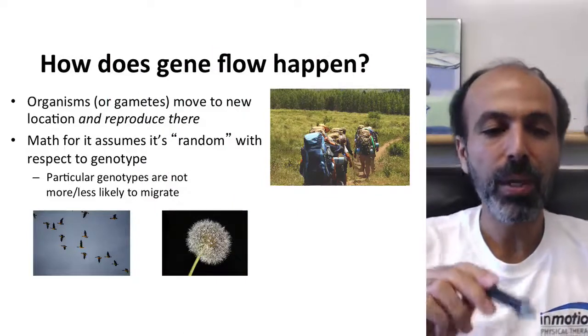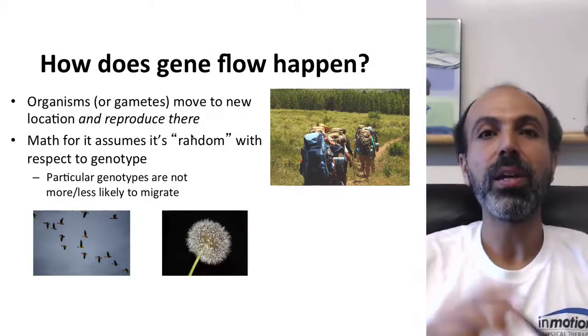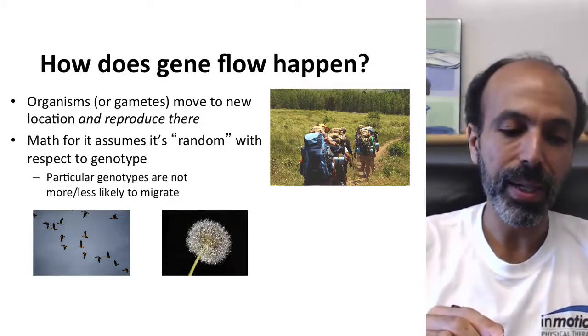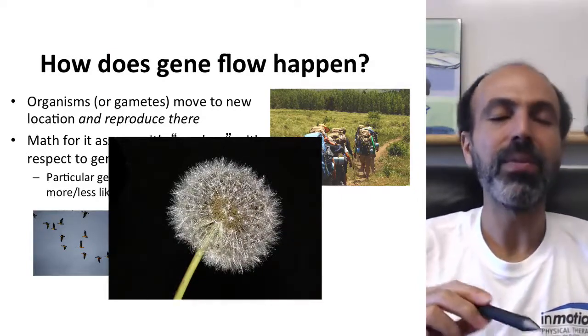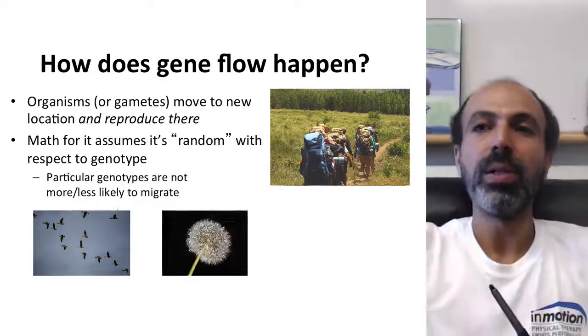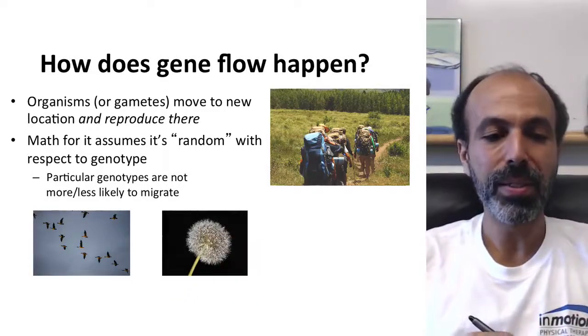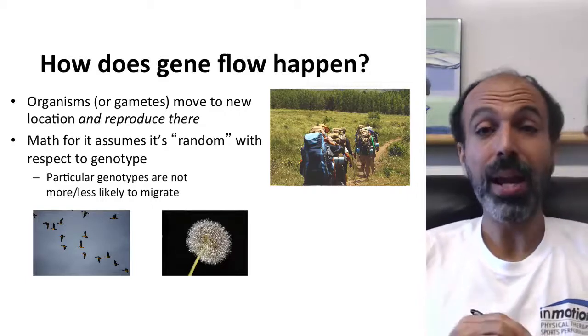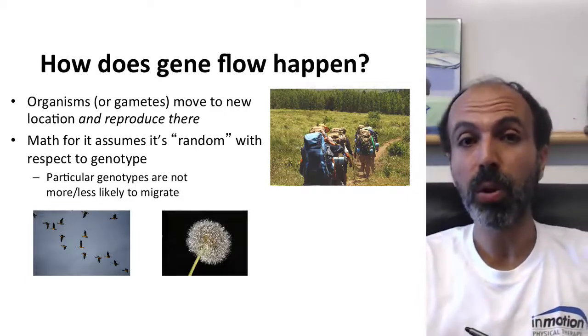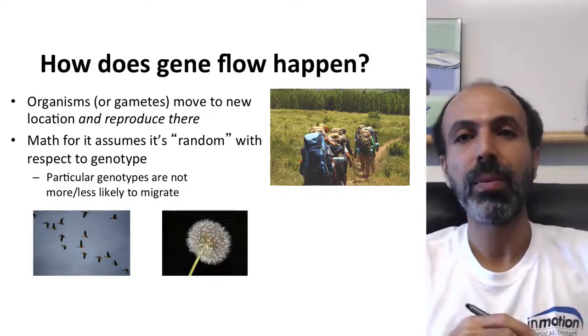Now, how does gene flow happen? Again, organisms or gametes move to a new location and they reproduce there, as you see with some of these examples. A nice one is the dandelion. I always like to think of that because we see these blowing around in different places, and then more dandelions cropping up in other areas. The math assumes that it's random with respect to genotype. We're not assuming that particular genotypes are more likely or less likely to migrate.